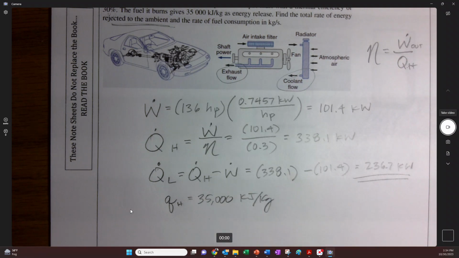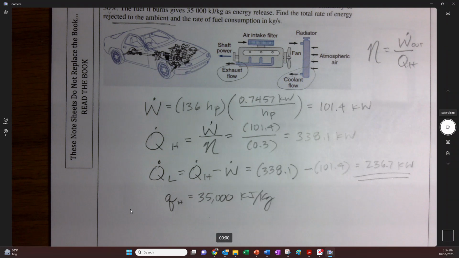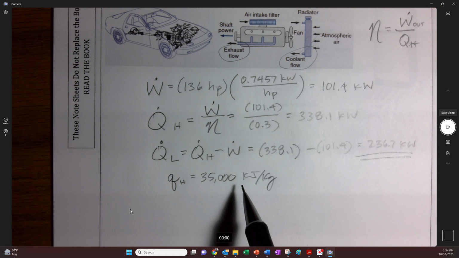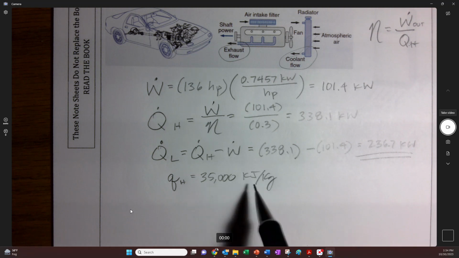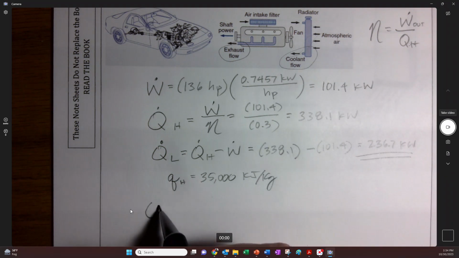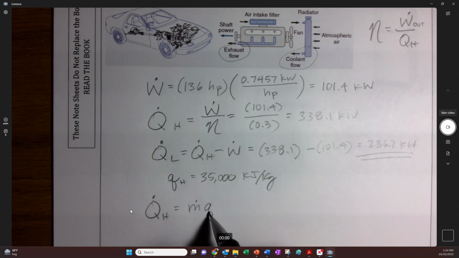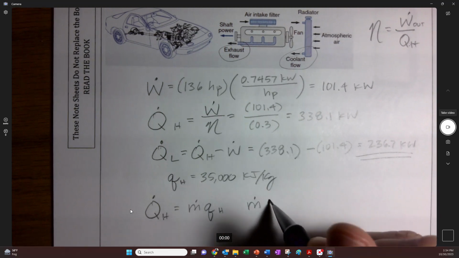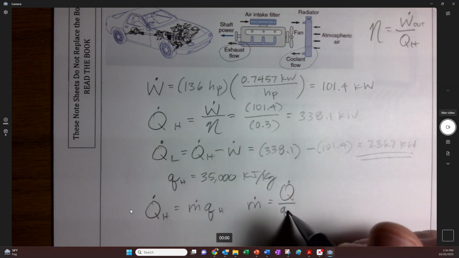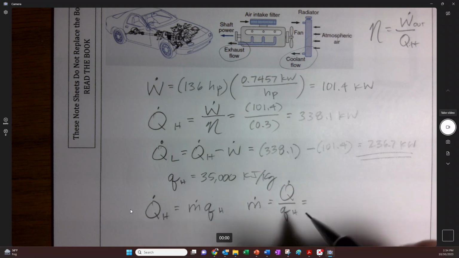I looked up on the internet, and it says that the heating value of fuel in SI units, of gasoline at least, is usually like 44,000 to 46,000. So it's a little on the low side. If we want to find out what the mass flow is, we'll just remember that we could find the big H by taking the mass flow, multiplying it by this per-mass heat. Therefore, we could find the mass flow by dividing the heat rate by the heat content per mass.